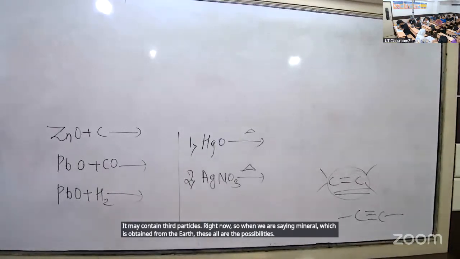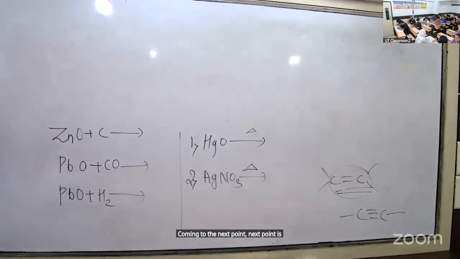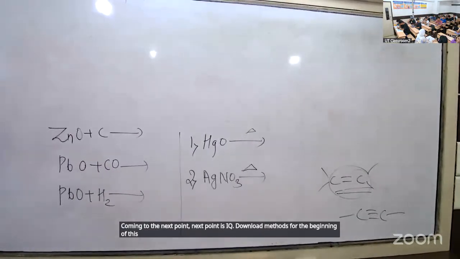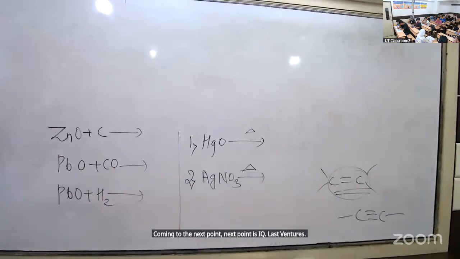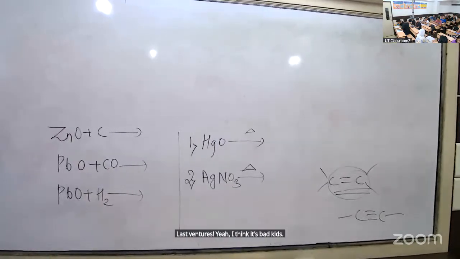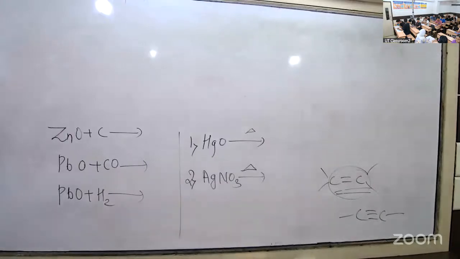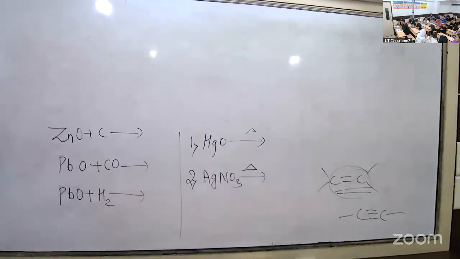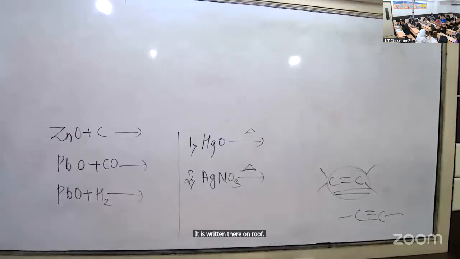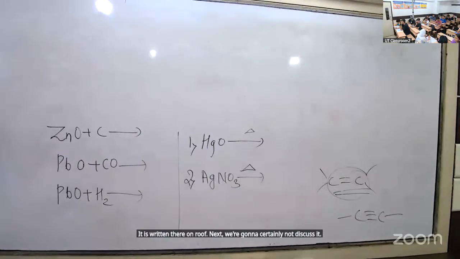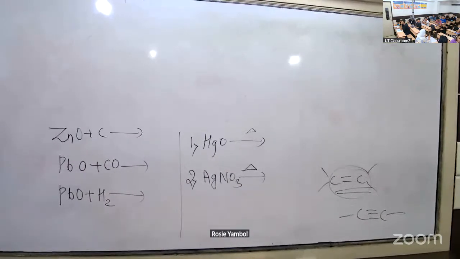Coming to the next point. Next point is gang or matrix. What is the meaning of this? Last benchers. Gang particles. Matrix. Close your book. Textbook answer we are not discussing. Close your book. Gang or matrix.